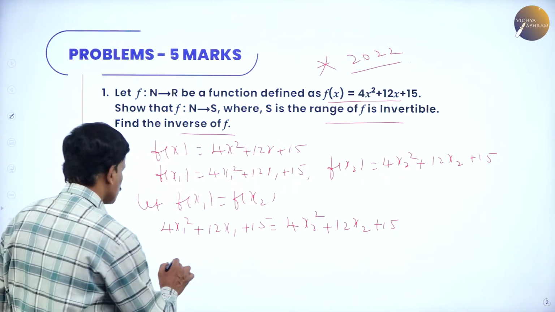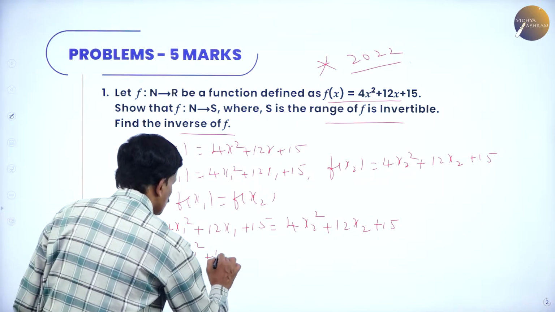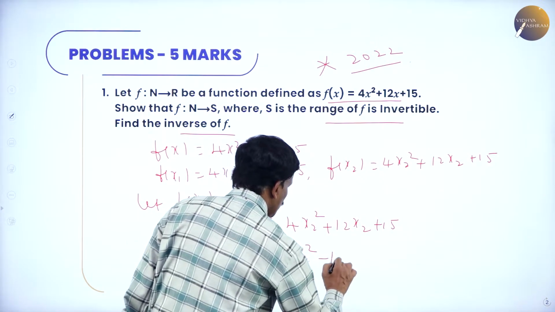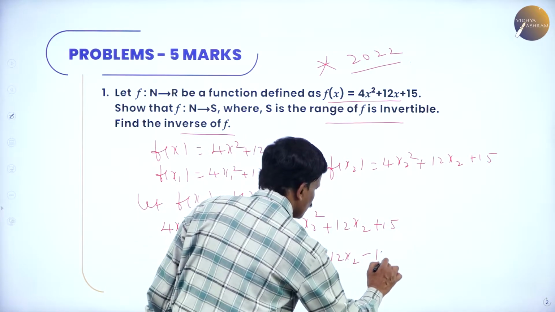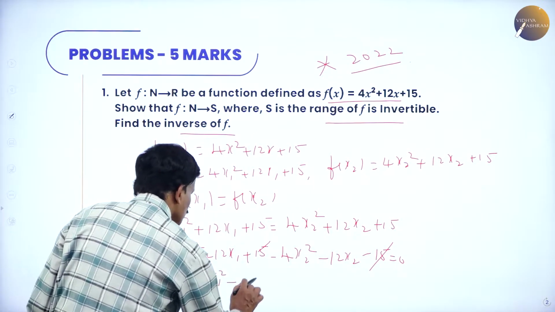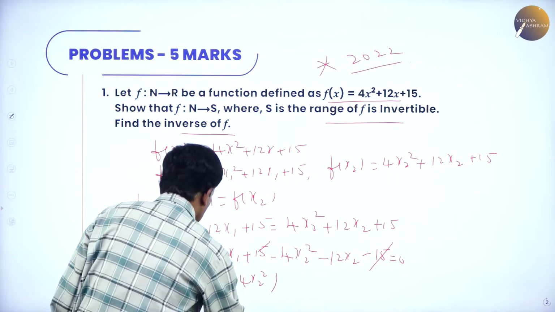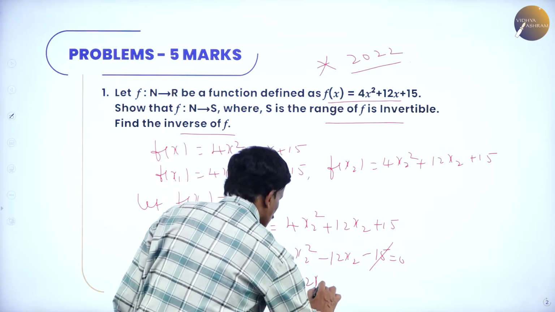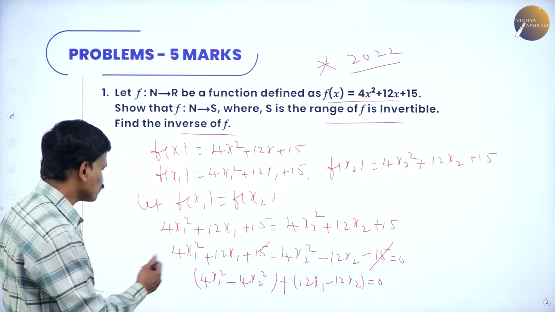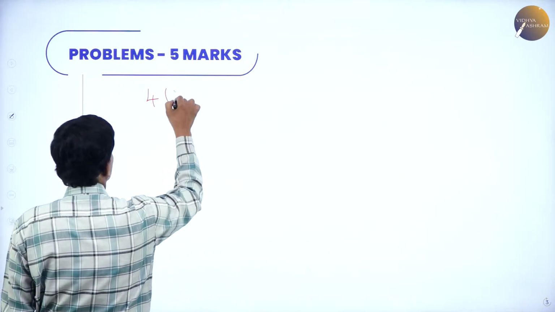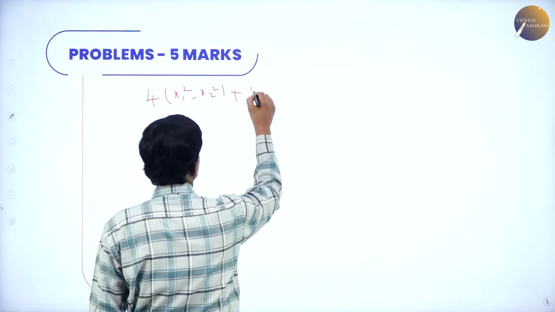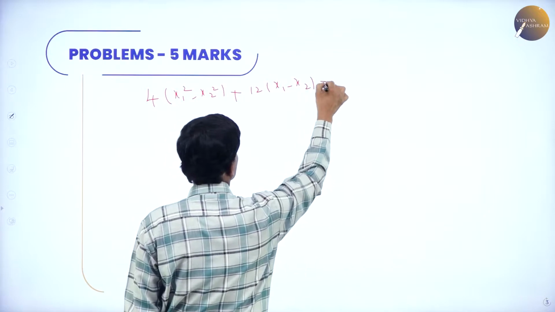Simplify this. Let us bring this to the left hand side. 4x1 square plus 12x1 plus 15 minus 4x2 square minus 12x2 minus 15 is equal to 0. This 15 and 15 get cancelled. 4x1 square minus 4x2 square is one group, plus 12x1 minus 12x2 is another group. Now this can also be written as, you can take 4 as common factor, x1 square minus x2 square, plus 12 as common factor, 12 into x1 minus x2 is equal to 0.